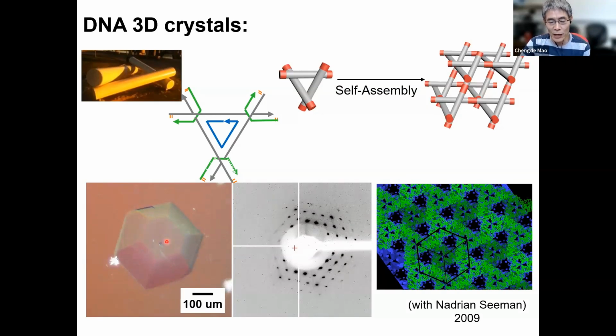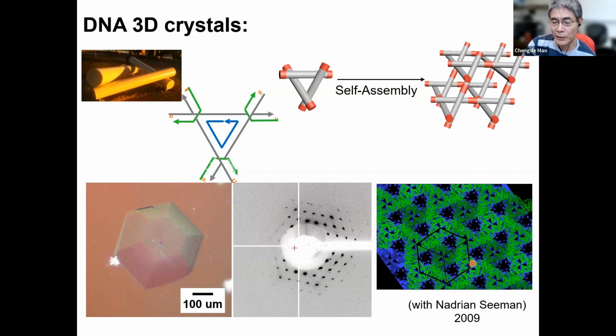This is the crystal you get. From this crystal, you can go to X-ray diffraction and get a diffraction pattern. From the diffraction pattern, you can calculate back to confirm the DNA really assembled in the way we designed. So this is the structure we finally got.